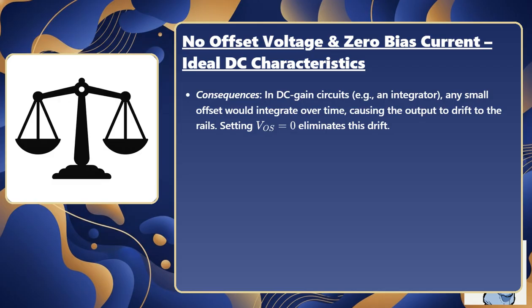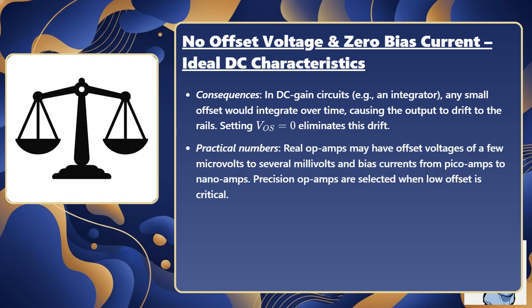Consequences: in DC gain circuits, for example an integrator, any small offset would integrate over time, causing the output to drift to the rails. Setting V sub OS equals 0 eliminates this drift. Practical numbers: real op-amps may have offset voltages of a few microvolts to several millivolts and bias currents from picoamps to nanoamps. Precision op-amps are selected when low offset is critical.